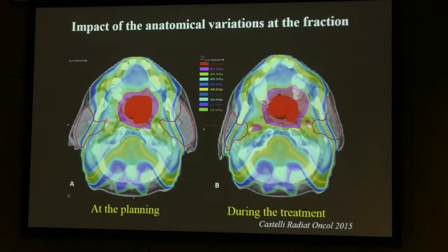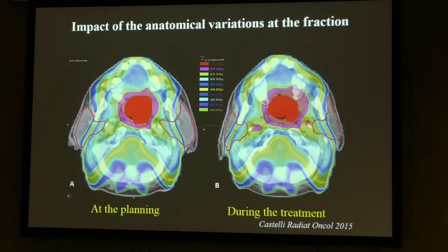So the consequence of that, if you consider this dose distribution at the time of the planning, here the tumor, here the two parotid glands, the dose distribution appears quite good. But what can happen during the treatment is that due to the tumor shrinking and the parotid glands shrinking, hotspots may occur very close to the parotid gland. So again, what is planned is not really what is delivered.